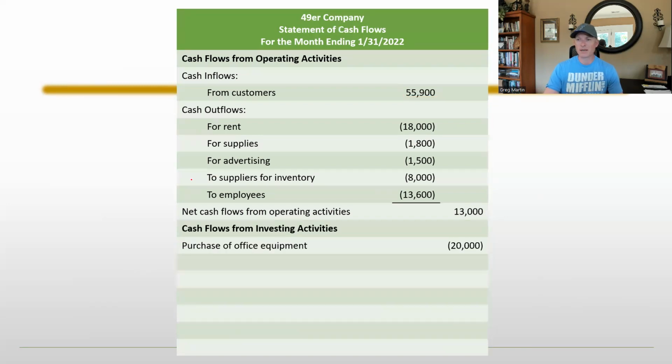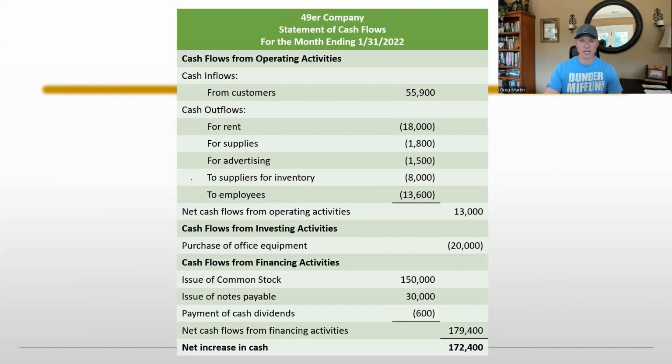And so on the investing side, not much going on here. The only thing we did there was purchase some equipment. So of course, that's a negative cash flow. And then on the financing activities, there were 3 main things. We did issue stock for cash. We issued a note for cash. And of course, we paid cash dividends. And so in total, that's the net increase in cash. Since we started with a 0 balance, this should equal our ending balance in cash, and it does.